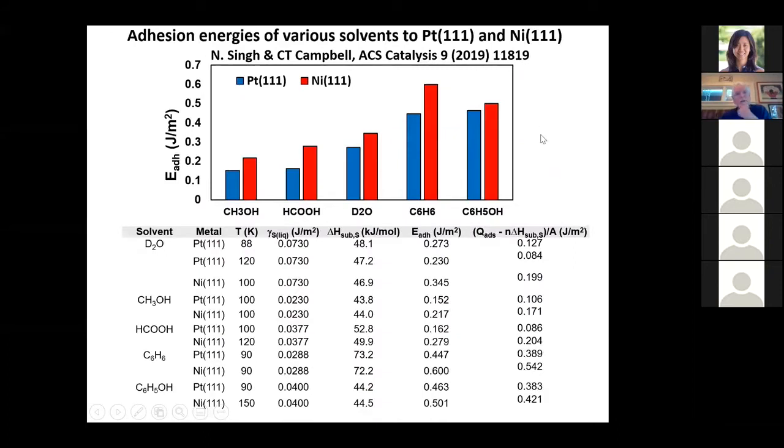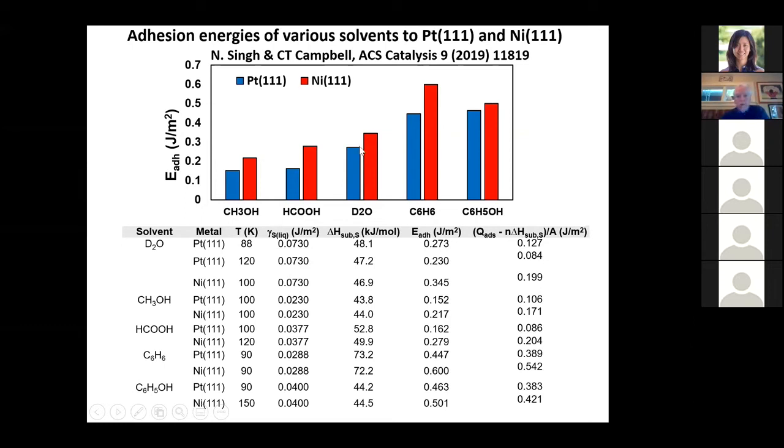So here is a summary of the adhesion energies that we measured in that way for 5 different solvent molecules, and on 2 different single crystals, clean single crystals. And to my knowledge, these are the first experimental estimates of adhesion energies of solvents to any clean surfaces ever published. And methanol has the weakest adhesion energy per unit area, and it gets stronger as you go to aromatics. Here's our water, it's kind of intermediate.